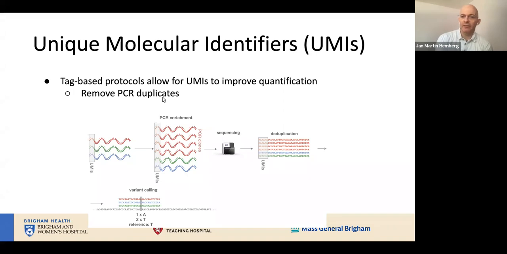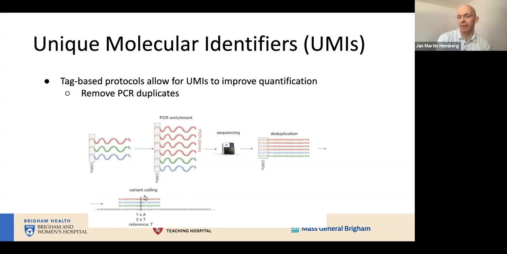Here is illustrated how useful these can be, in a very small schematic example. For example, the red read got amplified 4 times. So if we then went ahead and did variant calling here, you might assume that you would have 4 A's versus 2 T's, whereas in reality it should actually be only 1 A and 2 T's here.